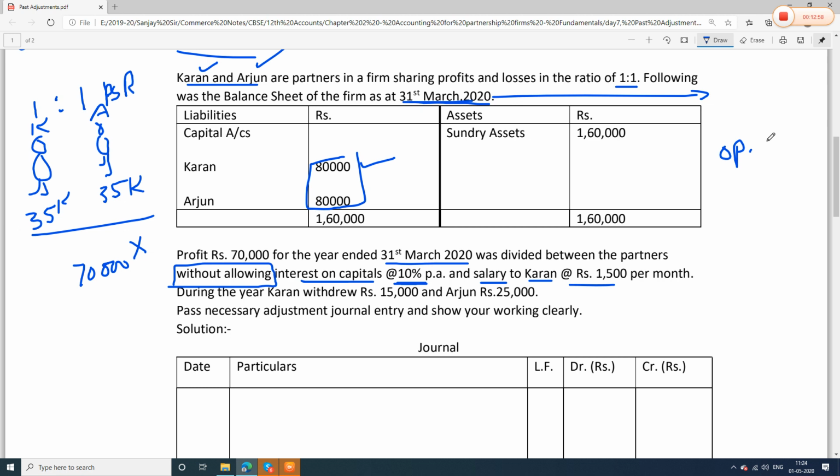Opening capital. See guys, try to understand this balance sheet and this capital. This capital is closing capital, because when your capital is given as of 31st March, that is your closing capital. When you pay interest to partners, you pay it not on closing capital but on opening capital. So always remember, when you are given closing capital, year-end capital, first you calculate their opening capital, and only then will you be able to calculate the interest. So let us start the calculation of opening capital.